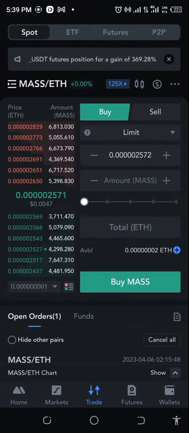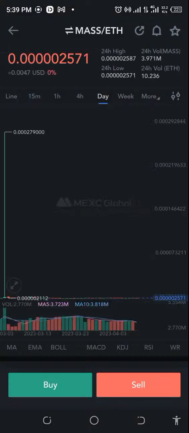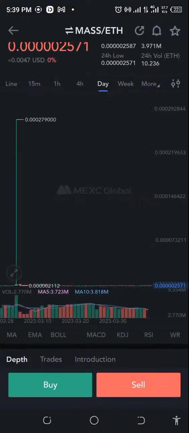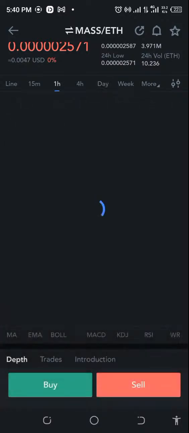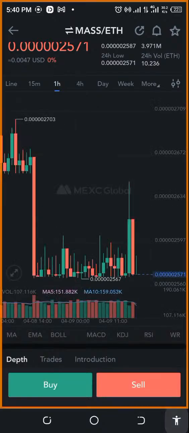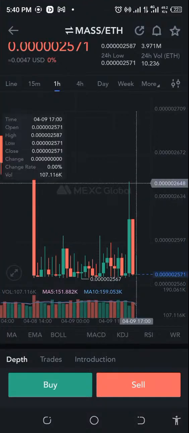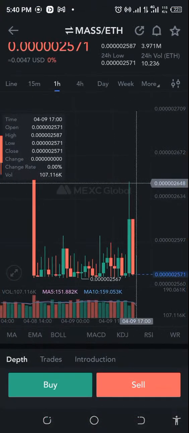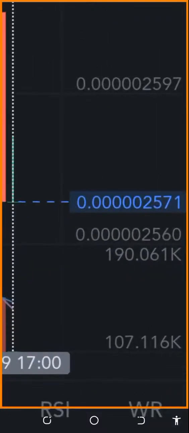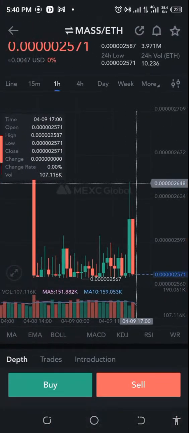For the past 3 days, let me show you the chart. Let me go back to the 1 hour chart. Where is my 60 minutes? Okay, this is the 1 hour. Sorry. So you can see that it went high, to this point here, and so it was quite difficult to buy. This is like 2648. It went high, and now we're back at 2571. Let's go to the 1 day chart and see what I'm talking about.